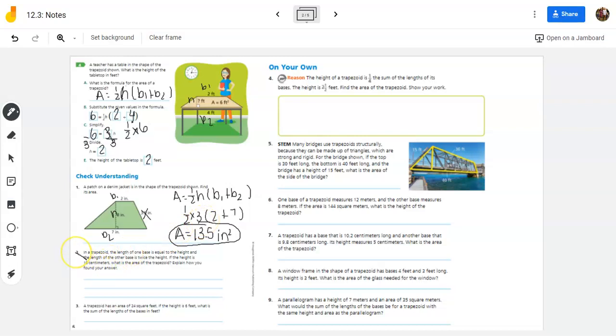We're going to be skipping 2, and we're going to look at 3. A trapezoid has an area, so A equals 24. The height is 6. H equals 6. What is the sum of the lengths of the bases in feet?